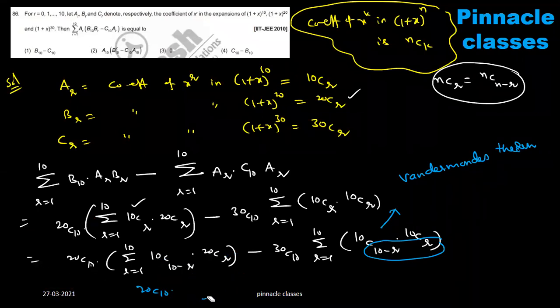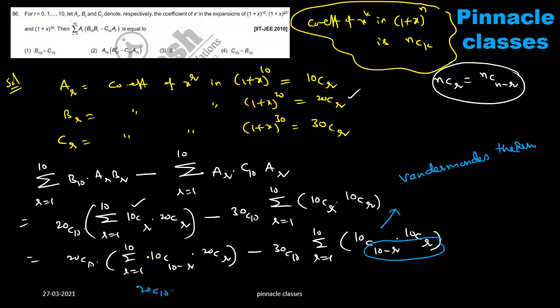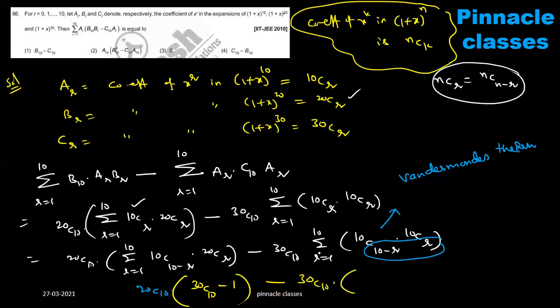After cancellation, by Vandermonde's theorem, here r from 0 to 0 is missing. That means here 30C10 is the total value, but minus 1 because r is running from 0, that is missing. Minus 30C10, you can put sigma r running from 1, put r as 1, 2, 3, 4 up to 10. Here also 10 plus 10, 20C10 minus 1 is missing.